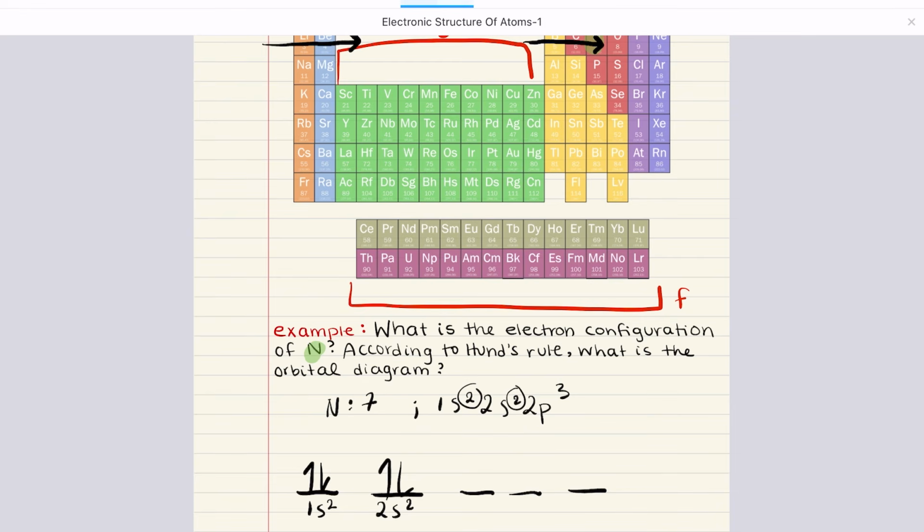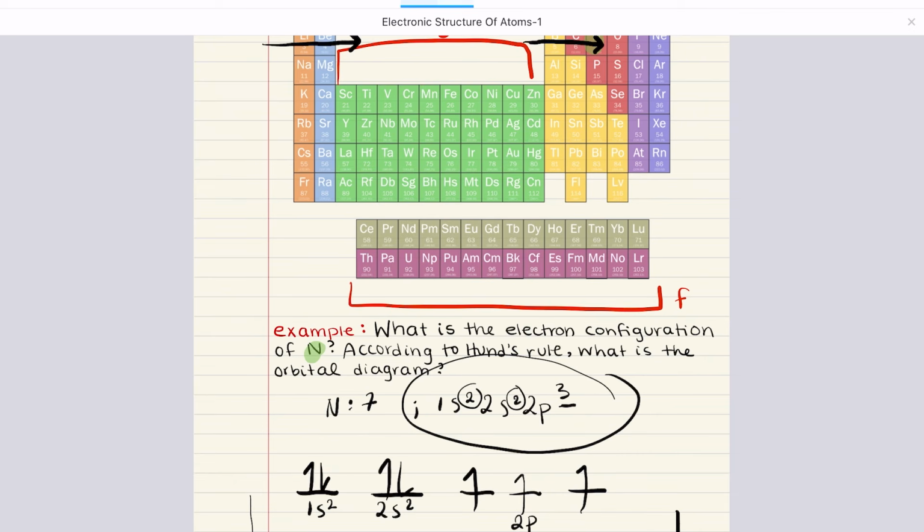All right, so this is our 2p orbital. We have 3 electrons that we need to fit in here. We're going to put them in each separate orbital. We will not draw them like this. This breaks Hund's rule. We have to draw each electron as a single electron in each orbital before we pair up any electrons. So this is the electron configuration for nitrogen, and this is how we would draw the orbital diagram for nitrogen following Hund's rule.